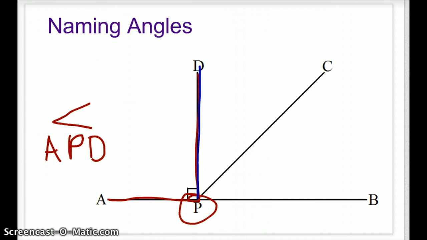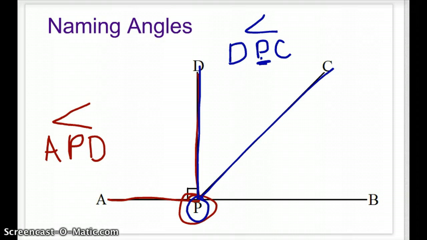If I was going to name this angle, I would remember I need to put my vertex in the middle. This would be angle D, P, C. And again, notice my vertex is in the middle of my angle.